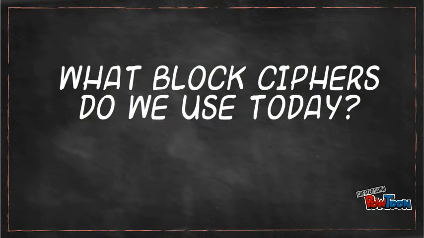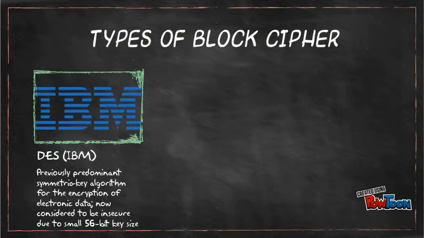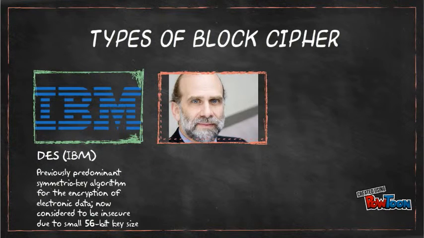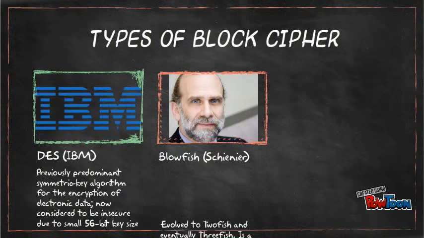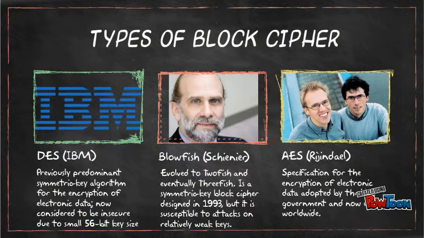So, what exactly is the block cipher? These are the 3 most common block ciphers in use today: DES, Blowfish, and AES. DES is now considered to be the most insecure due to its small bit size. Blowfish was invented as a successor to DES, but eventually AES was chosen over it due to Blowfish's susceptibility to attacks on weak keys, and AES is now used worldwide.